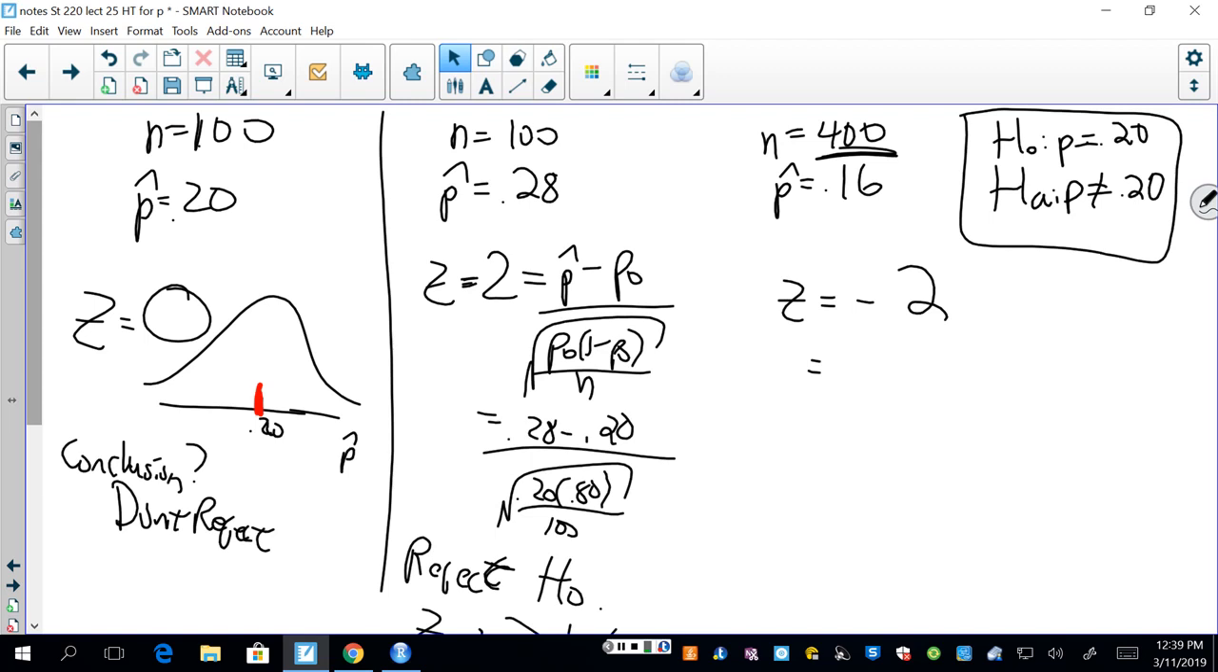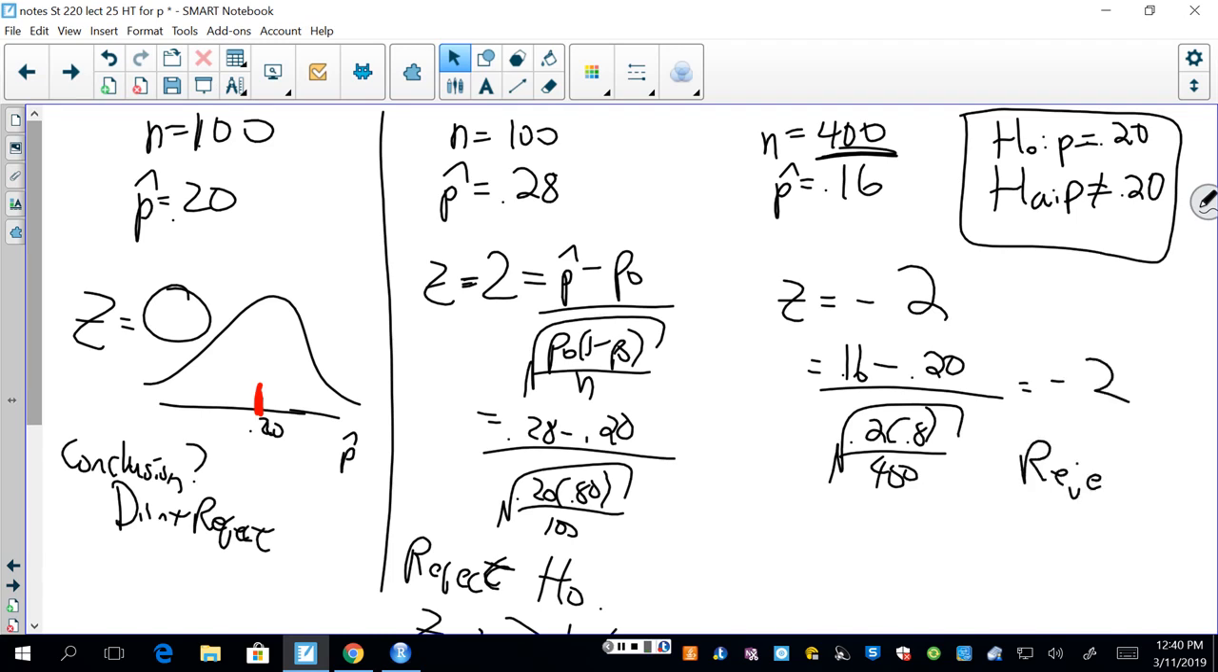With a bigger sample size, because the sampling distribution is narrower, you get a better peak. It's enough. If it was 0.16 based on 100, it's not quite enough. But if that continued and you got up to 400 people, then that was enough, right? So 0.16 minus 0.20, and then 0.2, 0.8, and now 400 down here. Again, it's -2, so we would reject in that case as well.